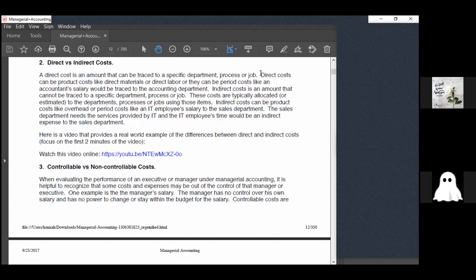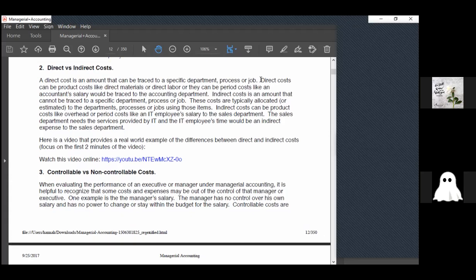So direct cost, as they say here, can be a product cost like direct material or direct labor, or they can be period costs like an accountant salary would be traced directly to the accounting department. Okay, indirect cost is an amount that cannot be traced to a specific department, process, or job. So these costs are typically allocated to the department, process, or jobs using those items. Indirect cost can be a product cost like overhead or period cost like an IT employee's salary to the sales department. The sales department needs the service provided by IT, and IT employees' time would be indirect expense to the sales department.